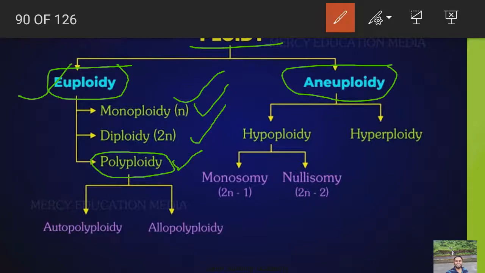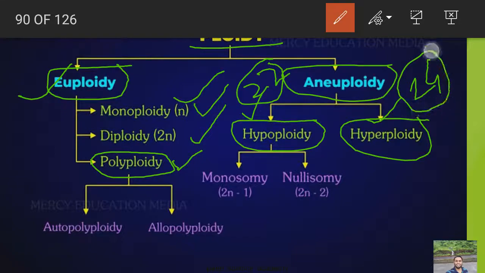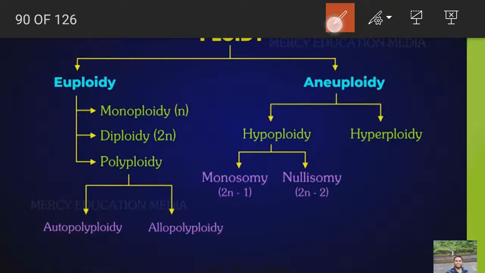And what about aneuploidy? Aneuploidy may be hypoploidy or hyperploidy. Hypo means less and hyper means more. So hypoploidy will have one chromosome less, 22 in the cell instead of 23, and hyper means more, it will have one extra chromosome, instead of 23 it will have 24 chromosomes in that gamete. So this is called hypoploidy and hyperploidy. Then polyploidy may be autopolyploidy and allopolyploidy, that we'll see later. And hypoploidy may have monosomy and nullisomy. In monosomy and nullisomy, what will happen, I'll explain to you.